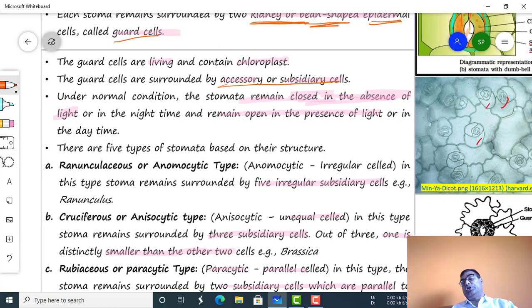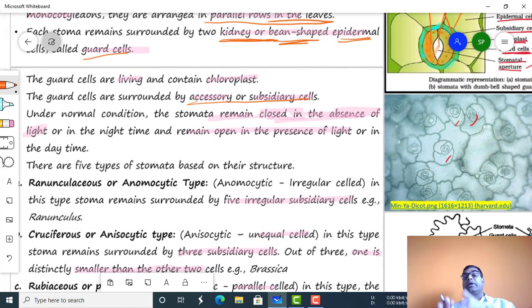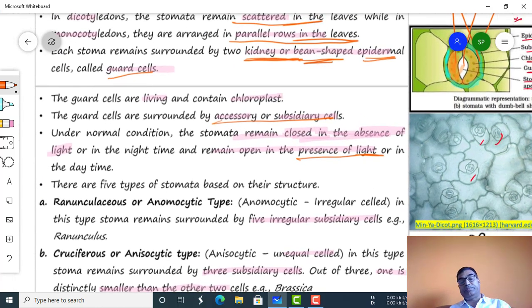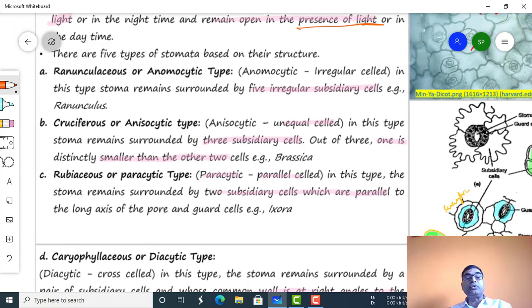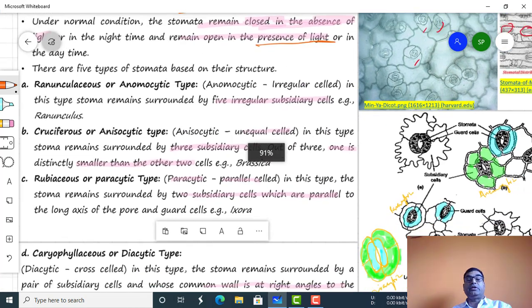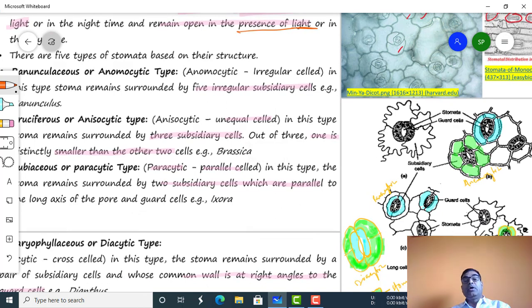Under normal conditions, stomata remain closed in the absence of light or during the night hours, while they remain open during the day hours or in the presence of light. There are 5 types of stomata based on the structure. And which are these types? First one is the ranunculus or anemocytic type of stomata.